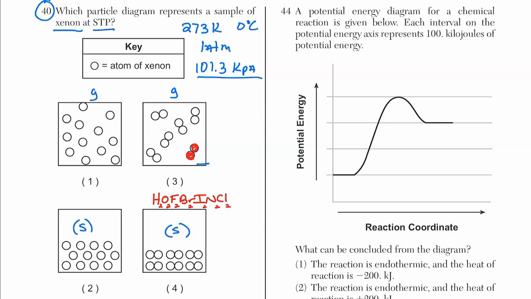Okay, back to the problem. So number 40, we're looking for a gas. Remember, gases fill their container completely. And we're looking for a monoatomic gas that doesn't bond with anything, so that's why 40 is choice 1.